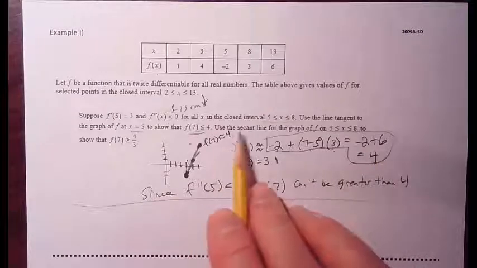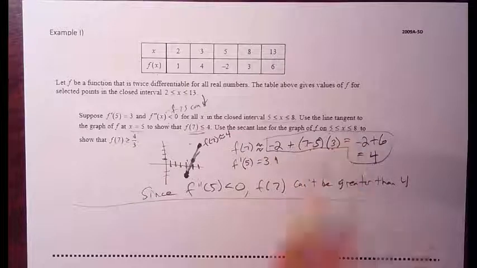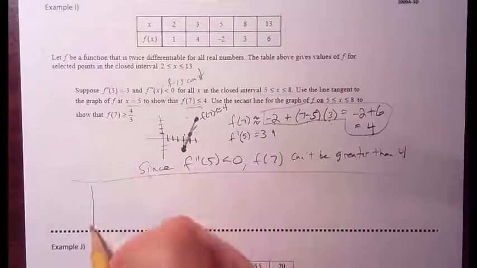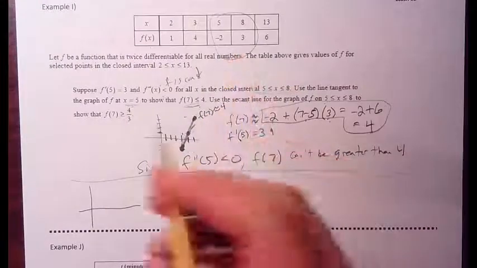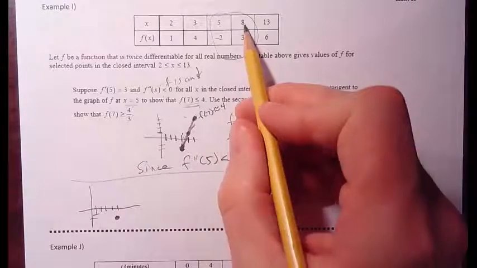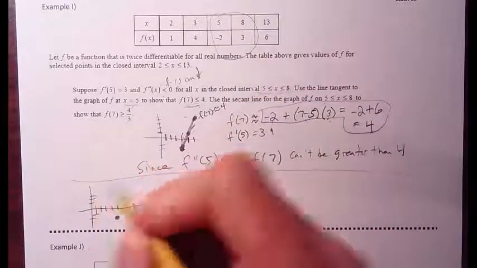Then it says, use the secant line for the graph of f on the interval 5 to 8 to show that f of 7 has to be more than 1 1/3. So once again, I'm going to go back to a picture here. Here's what we know for sure. We know the graph is going through 5, -2. And now we even know, because we're going all the way out to 8, we know the graph goes through 8, 3.